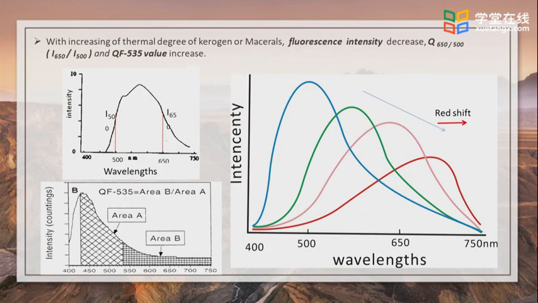With increasing of thermal degree of kerogen or materials, the fluorescence intensity decreases, and the Q 650 over 500 and the QF value will increase. So in the chart on the right side, we can see that the red line is increasing with intensity because with higher wavelength, the red line will be weaker. So with low intensity, the wave is high. With high intensity, it gets into a weak part.